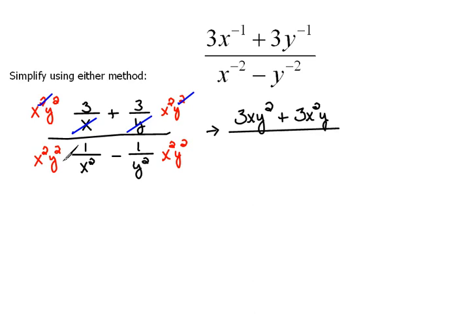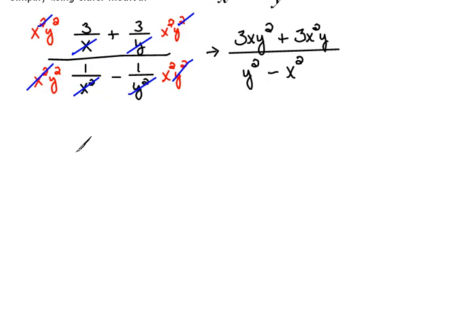Now, let's work on the bottom here. Our x squareds will cancel, so we're left with y squared times 1, which is y squared, minus, for our last term here, our y squareds will cancel, so we have minus 1 times x squared, which is just that minus x squared.